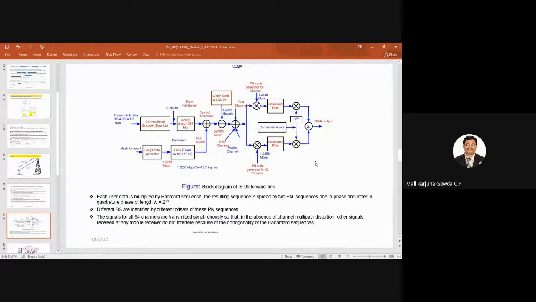Yes, I expect a response from different people. At least so many blocks are there, so I expect some 5 to 10 people can respond with this. So, carrier signal generator. Okay, very good.